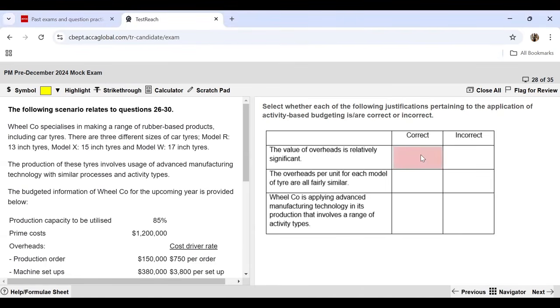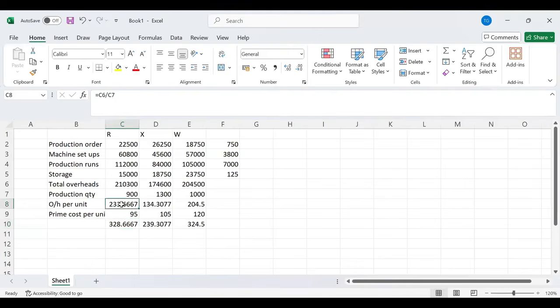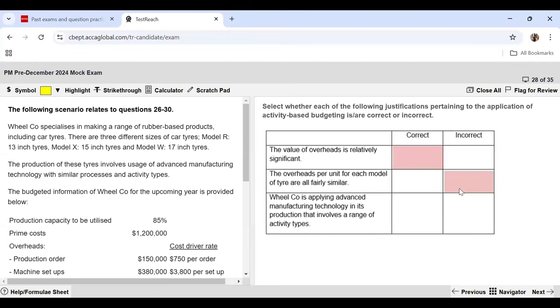Moving towards the second statement, the overheads per unit for each model of tire are all fairly similar. So if you have a look over here, overhead per unit, it's 233, 134, and 204. This cannot exactly be called similar, so we will mark it as incorrect.